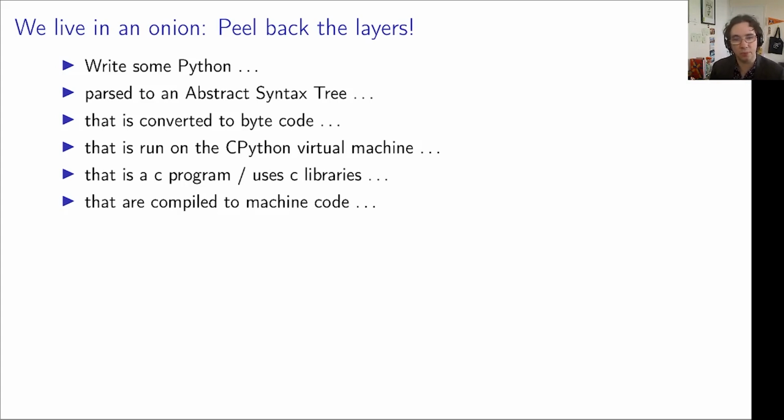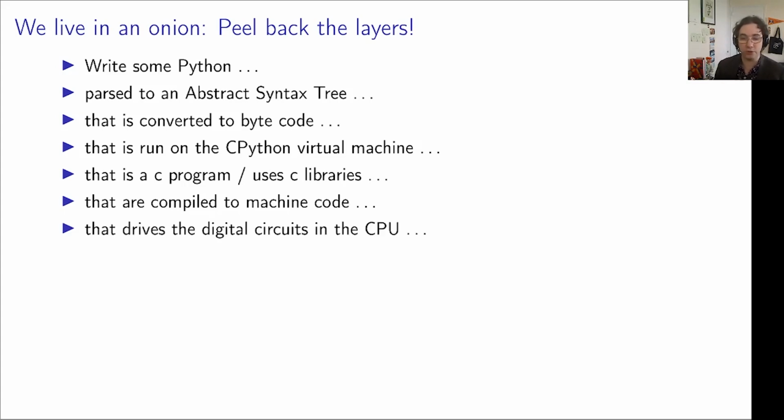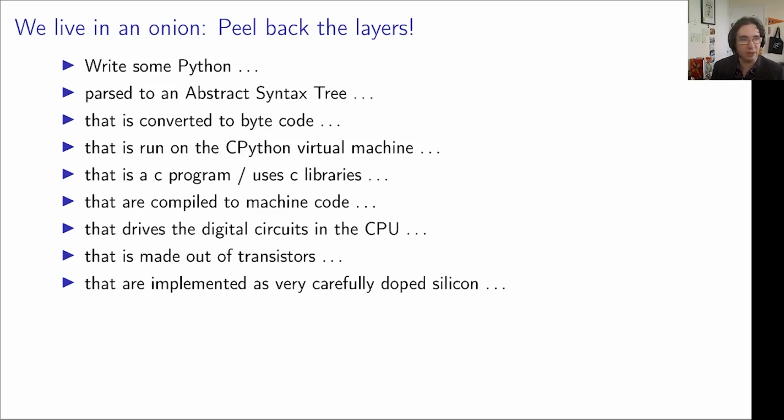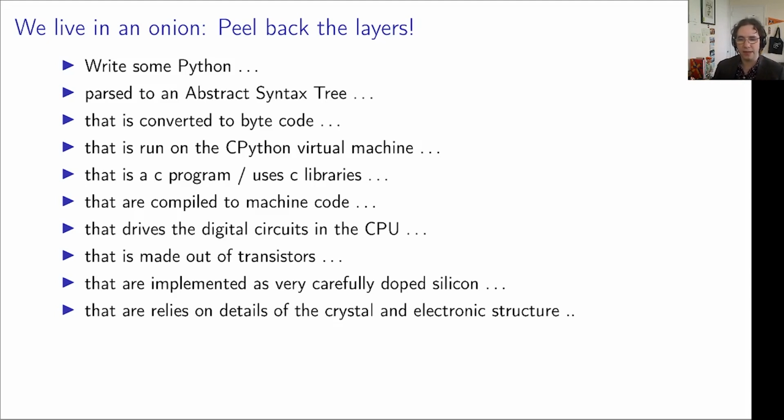But C programs are compiled to machine code. Machine code is what drives the digital circuits of the CPU. Digital circuits are made up of transistors, but transistors are, when you look deep enough, just very carefully doped silicon. And for that silicon and the doping to behave as we need it to as transistors, that relies on a lot of details of the crystal structure of the silicon and the electronic structure of the electrons in that crystal, and the band gap. And there's a lot of very interesting physics there.